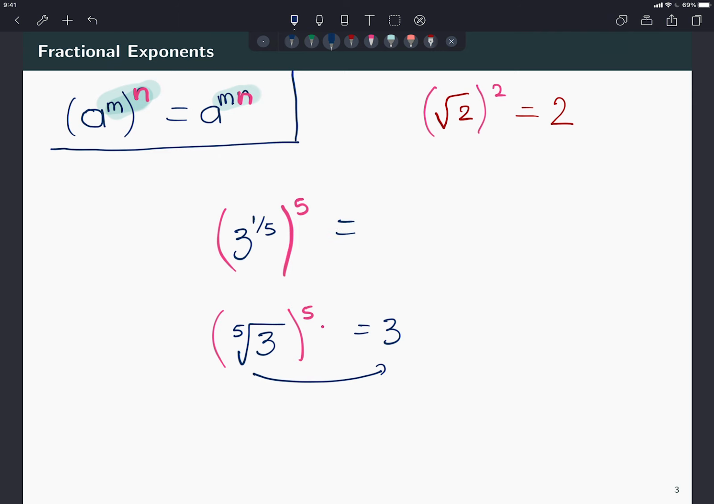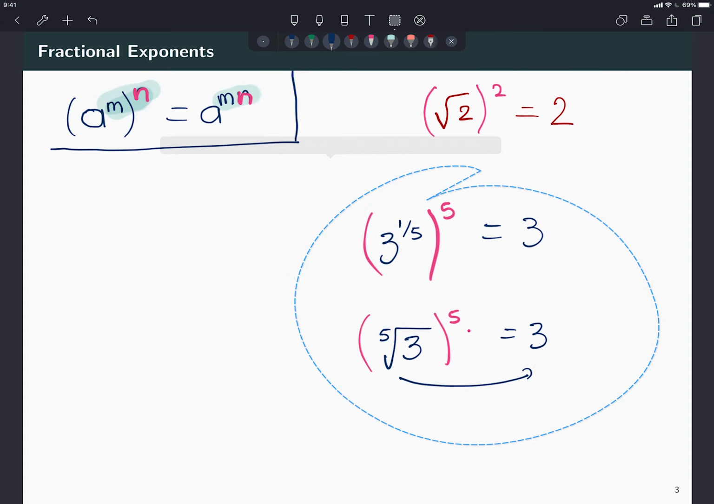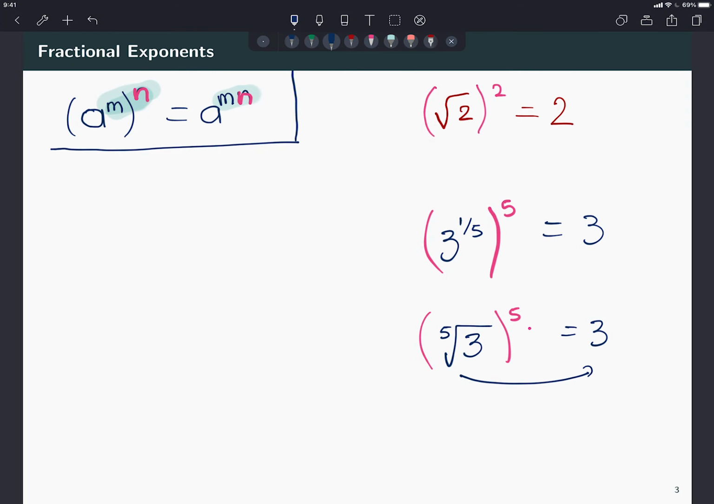And over here, you're using the rule that's up there in the corner, where you multiply, so you get 3 to the 1. So the new rule for fractional exponents means that a number with a fraction like this, 1 over n, is the same as the nth root of that number. Okay, that's my rule.